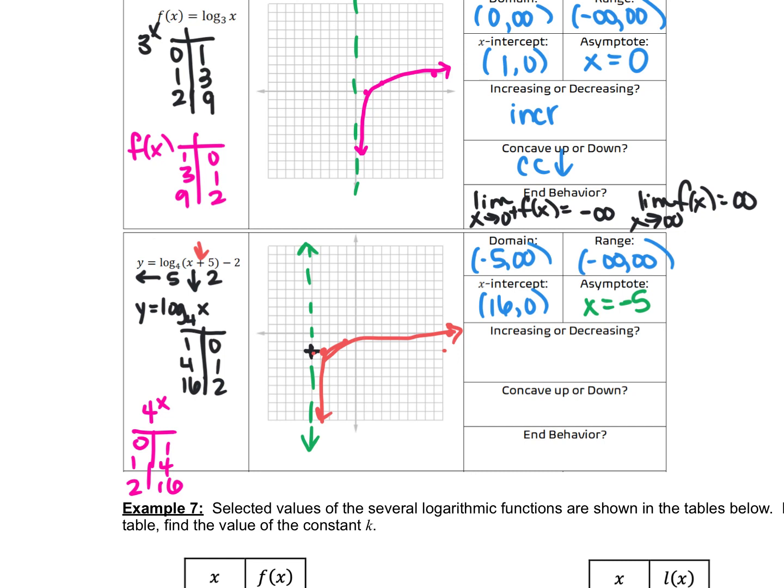All right, increasing or decreasing? Concave up, concave down. Down. And then we could do the end behavior. The left one's going to be the limit as x approaches what? -5 from the right. Good. Of f of x, we'll just call it f of x. And it would be negative infinity. The right one is always as we approach infinity. Okay. Questions about those two?